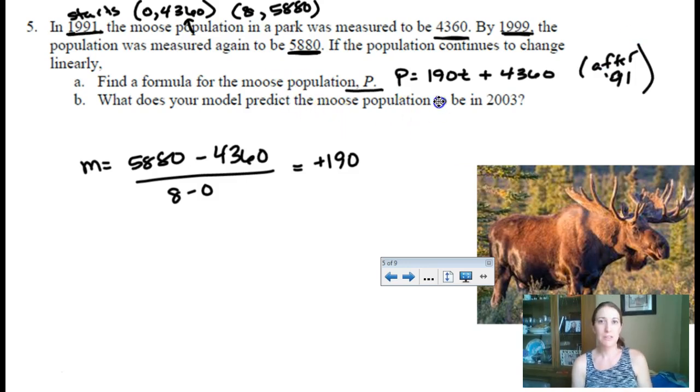Use your model, predict the moose population in 2003. So 2003 would be, little math here, guys, 12 years later. So using our model, throwing a 12 into that formula, looks like I get 6,640 moose. These are things we need to know, right?